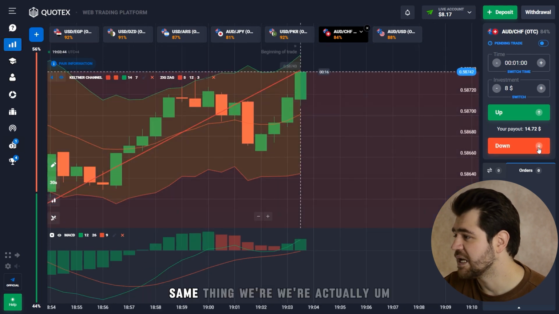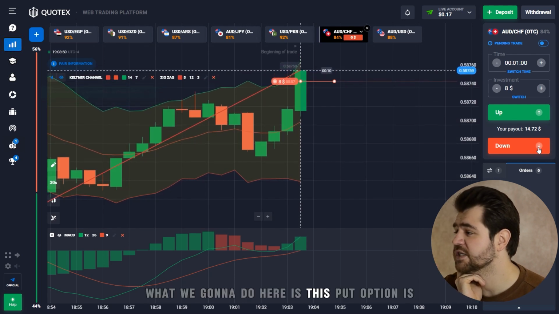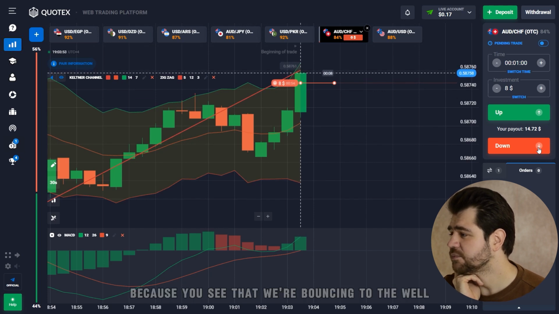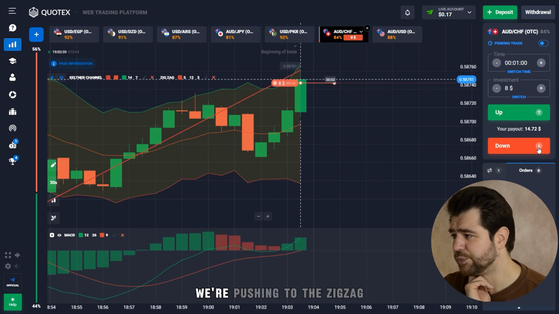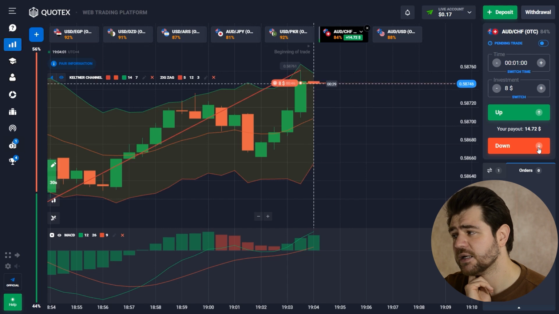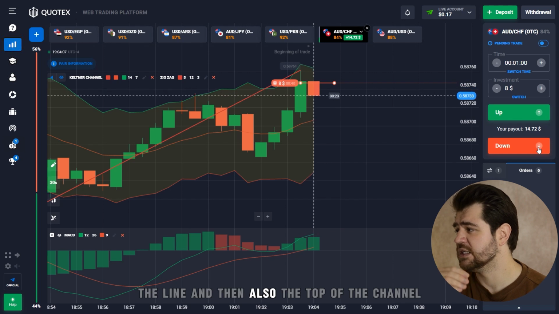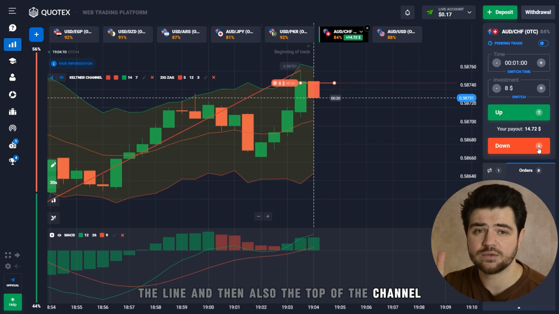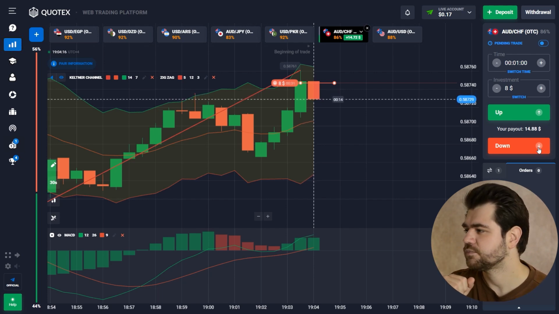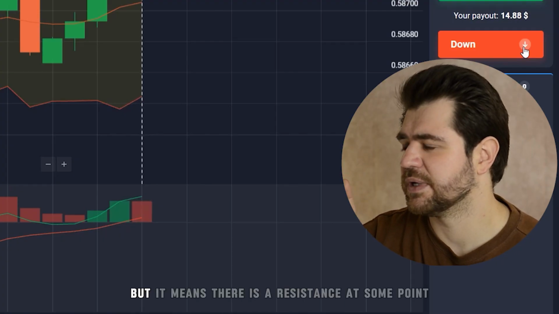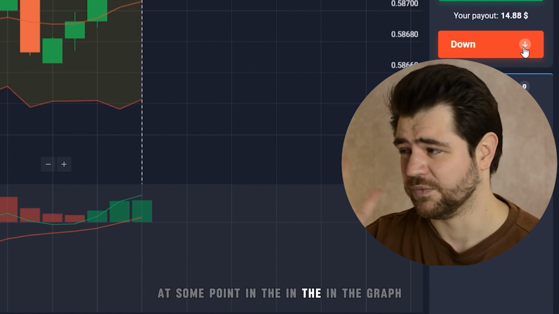Right, so yeah, same thing. What we're gonna do here is this put option, because you see that we're pushing to the zigzag level, first of all, the line, and then also the top of the channel. And those things basically mean that there is a resistance. They are not themselves a resistance, but it means there is a resistance at some point in the graph.